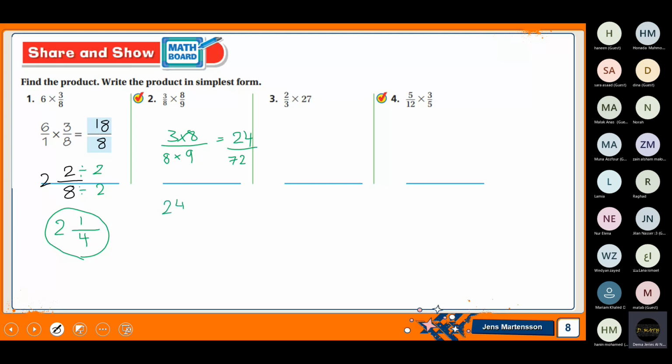Can you simplify them more? Can you divide them by 2? 24 is an even number. It's an even number, but 7 is not an even number. Look at the ones, not the tens. All right, yes, they're both even. So we can simplify them.